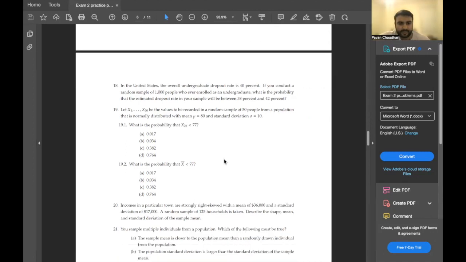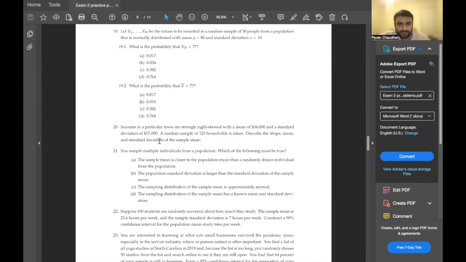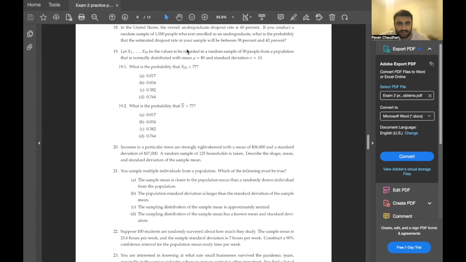Okay, good. So for problem number 20, describe the shape, mean, and standard deviation of the sample mean, right? The shape: because there are 125 houses, quite a few houses, because of the central limit theorem we say this is a normal distribution, so it's symmetric. The mean is going to be the same, 36,000. And the standard deviation is the original standard deviation divided by the square root of the number of houses. So it's 17,000 divided by the square root of 125.